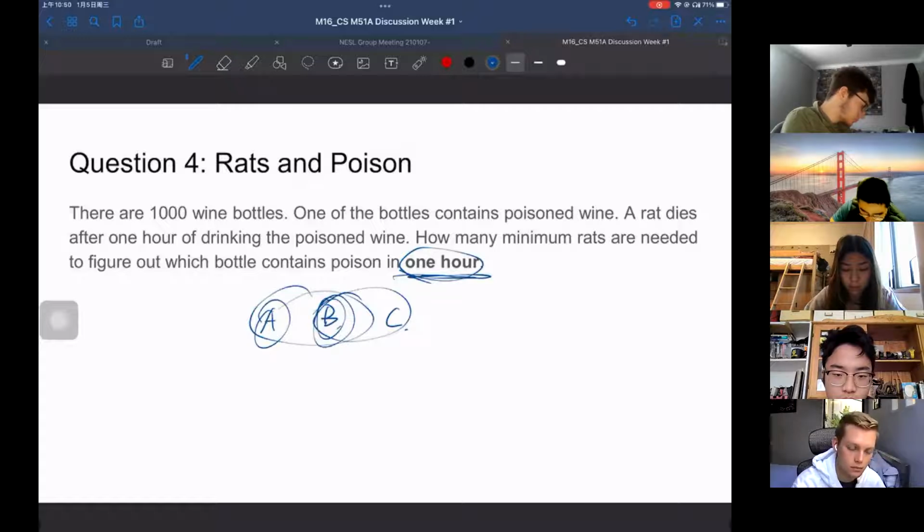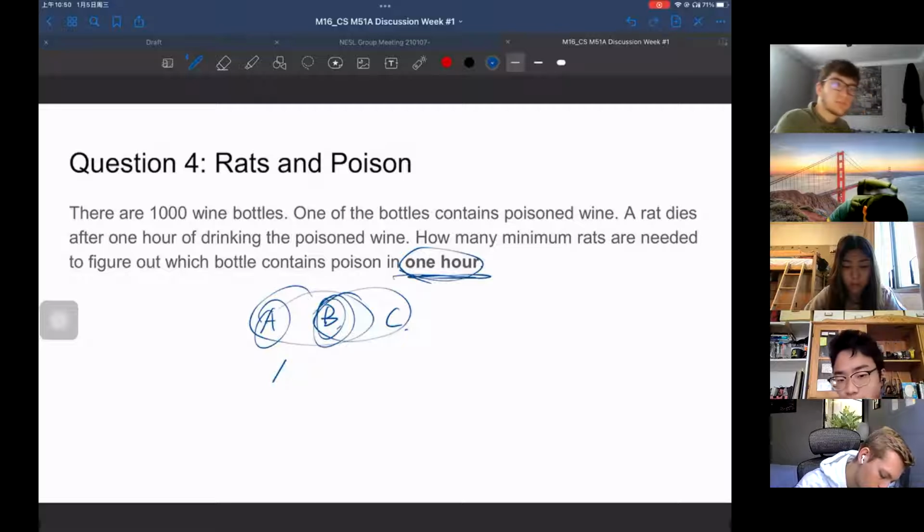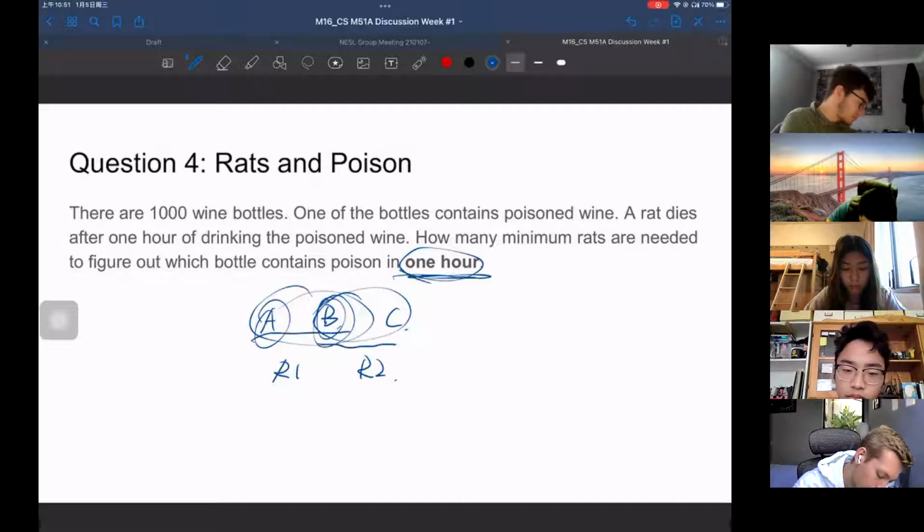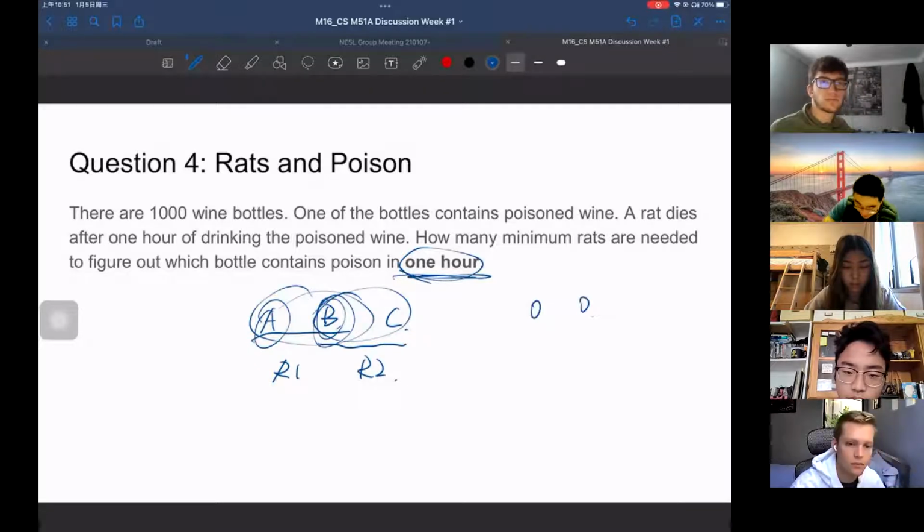If R1 is alive, what does it mean? How many states can there be actually? You can see this is something binary, right? After one hour the rat can be alive or dead. If R1 drinks the first 2 bottles and R2 drinks the second 2 bottles, what will happen if we have 0, 0? That's not possible, because it means none of them is poisonous. What about 1, 0?